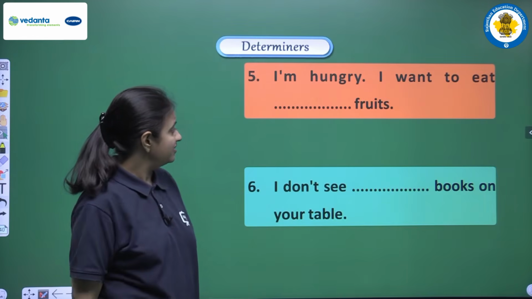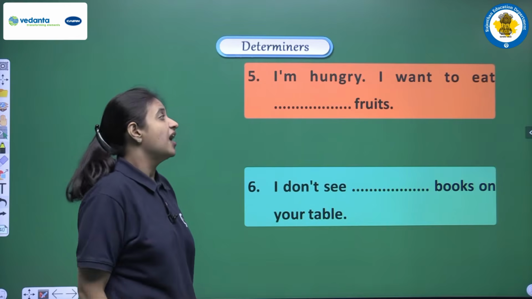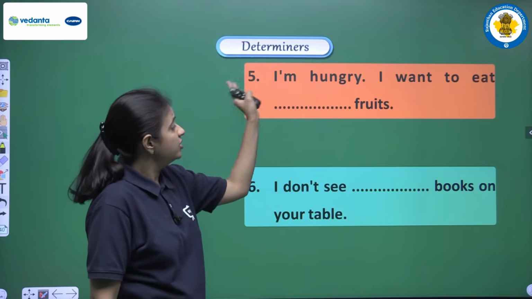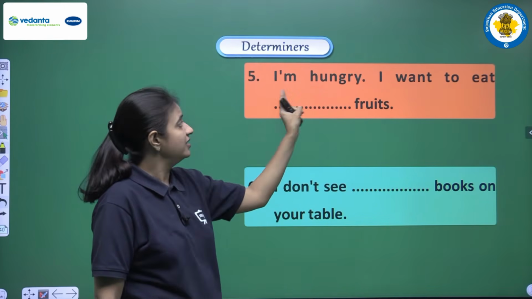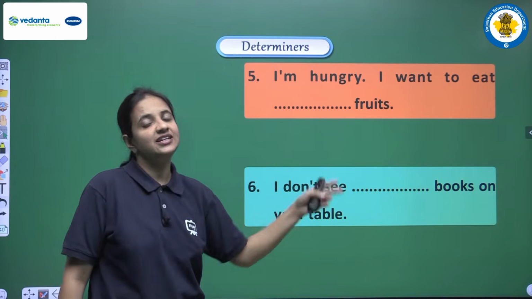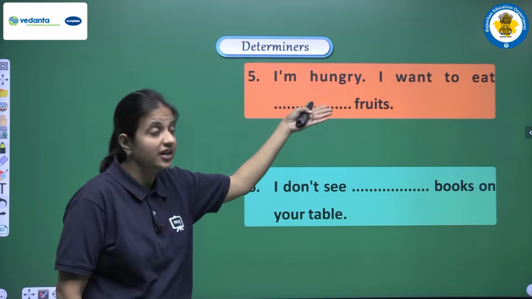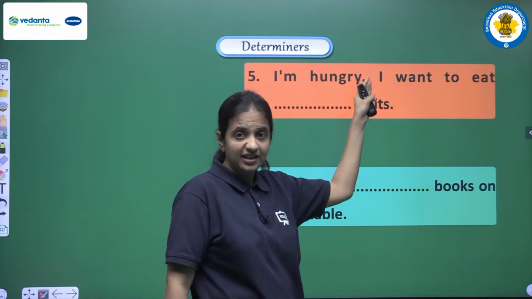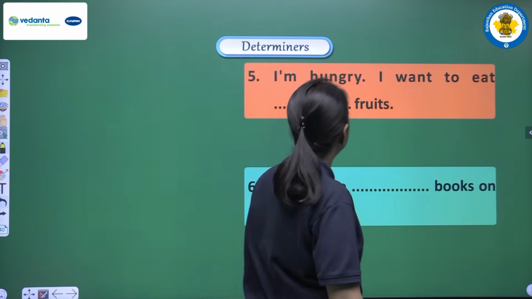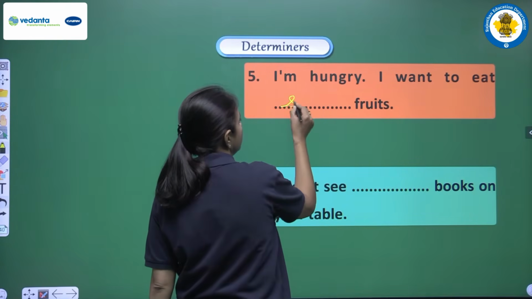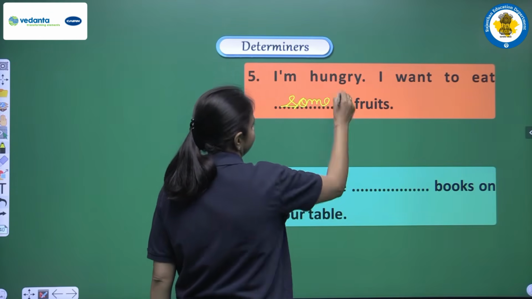Next sentence is, I am hungry. I want to eat fruits. So here the first sentence that we are having is a complete sentence. In that we are having, I am hungry. Next the speaker is adding this thing, I want to eat fruits. So he is saying I want to eat some fruits.